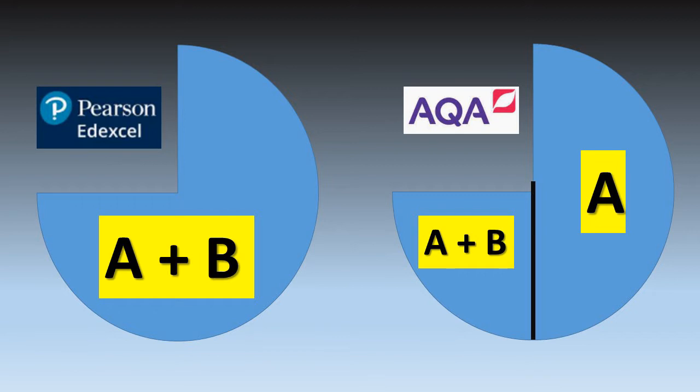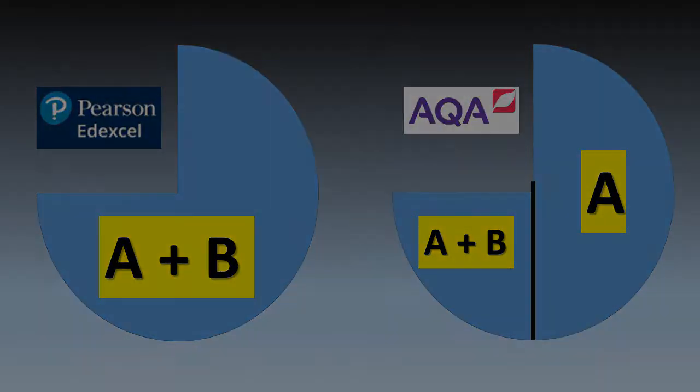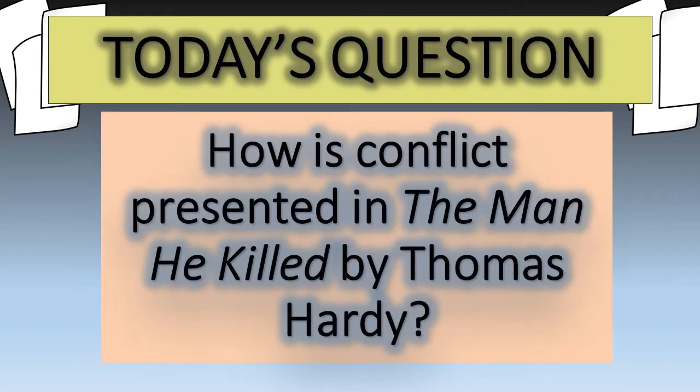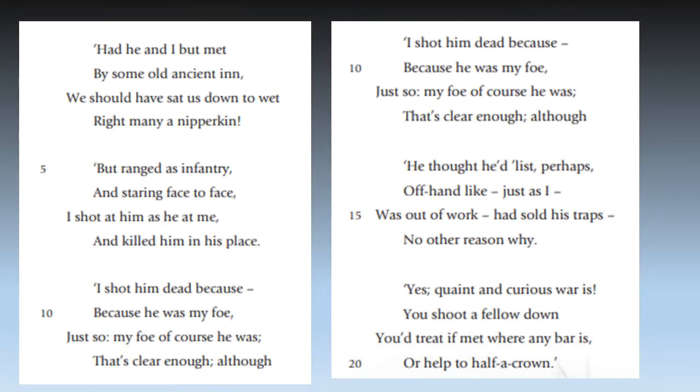And of course, we're going to be using a poem that you may have seen before if you are a Pearson candidate. So today's question in the AQA style is: how is conflict presented in The Man He Killed by Thomas Hardy? So we're in the exam now and it's the first 5 minutes. What we're going to do is just spend some time reading that very carefully and thinking about the meanings in it and possibly underlining some of those key quotations.